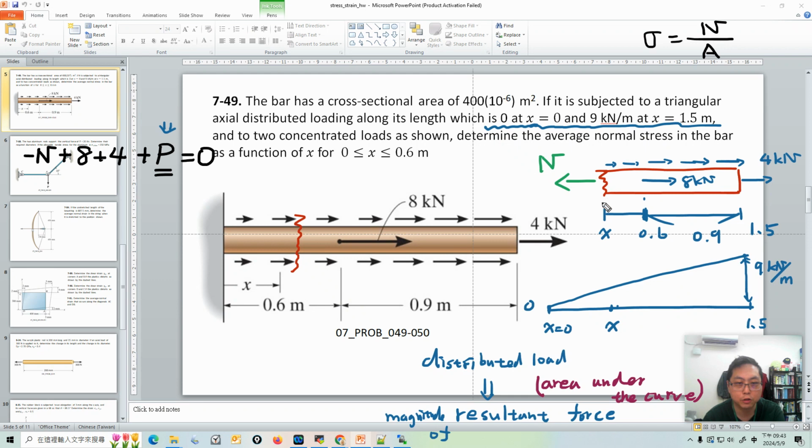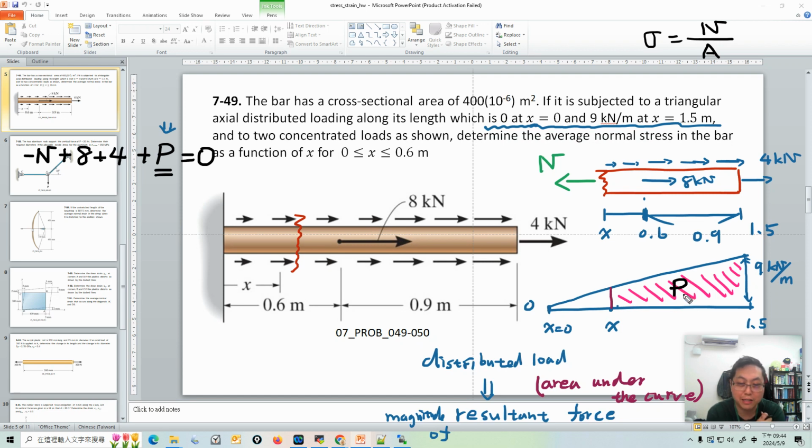Because we cut the section here, that means we calculate from the right, so we care about everything from the right. We are interested in this area. That is the P we are going to solve.